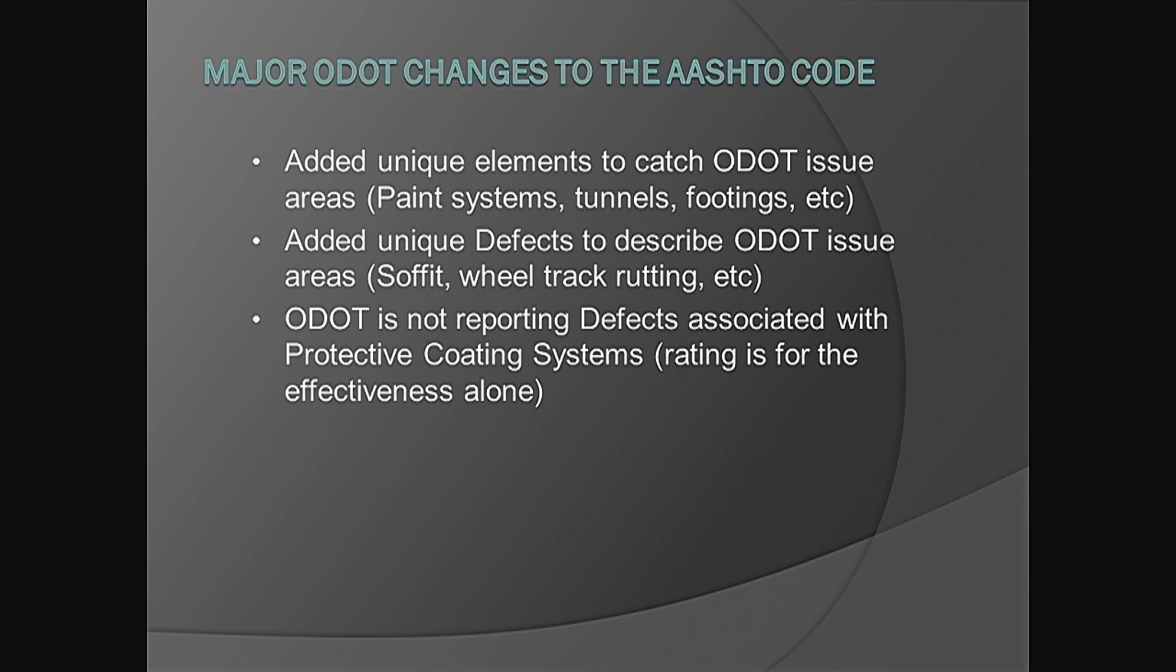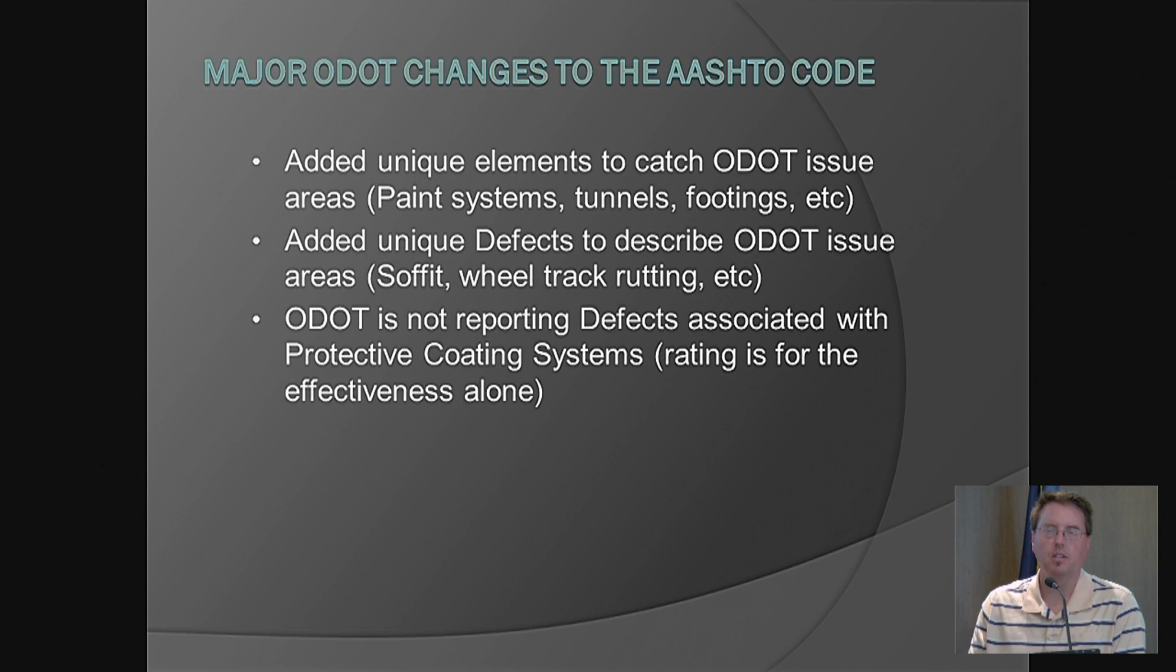Also added were the unique defects. Again, there's way too many to talk through right now, but based on what we were showing you on the previous sheet with the different defects for each of the different material types: cracking, wheel track rutting, corrosion, missing connections, the list goes on. ODOT had to incorporate those into the coding guides and figure out a way to describe each of those.